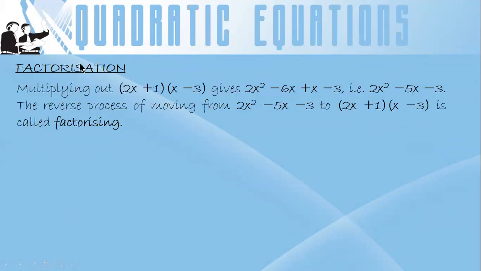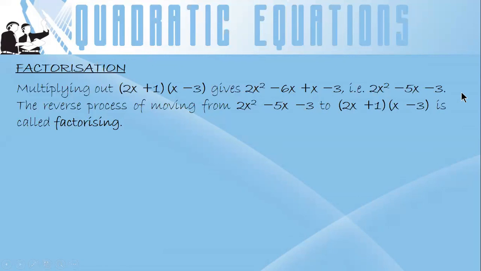Factorization. Multiplying out quantity 2x plus 1 and quantity x minus 3 gives 2x squared minus 6x plus x minus 3. If you expand, you multiply: 2x times x is 2x squared, then distribute 2x times negative 3, and 1 times x, and 1 times negative 3. Then you simplify like terms, or add like terms, to get the result.